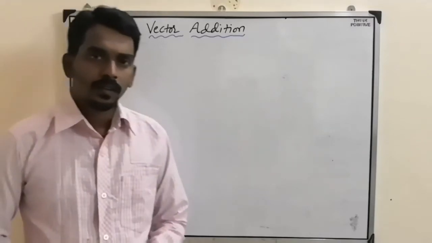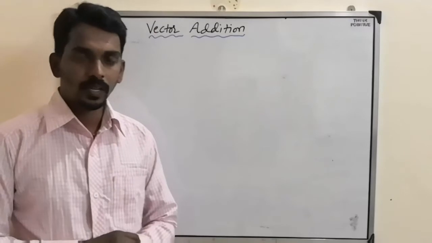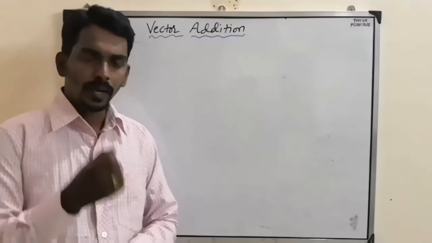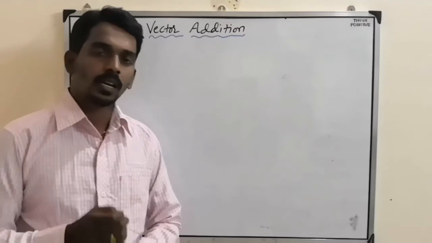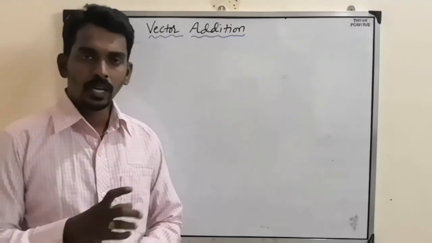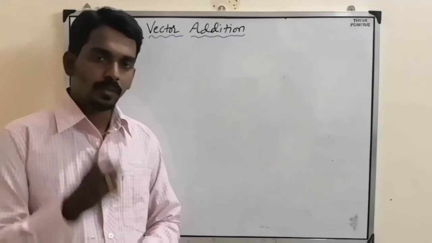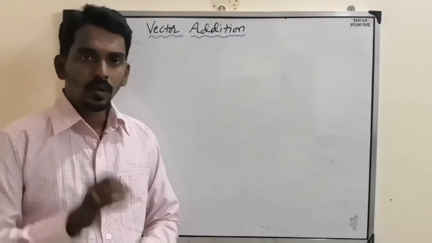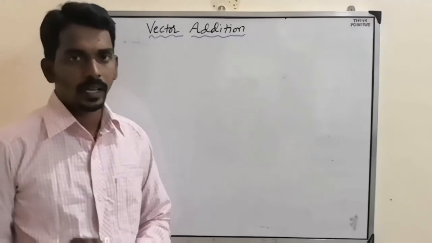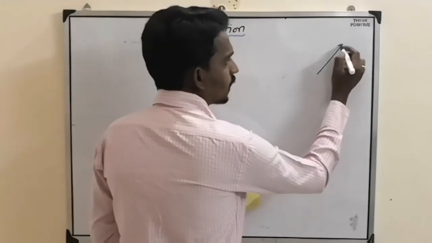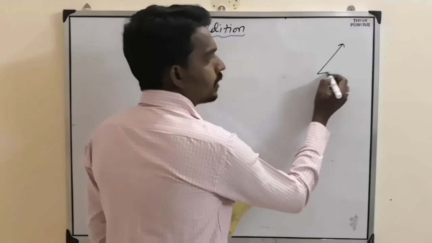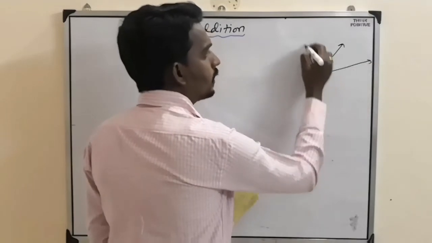Last class we have studied two things. One is how to find unit vector and how to take vector components, where the two components must be taken along two perpendicular directions. Like just for example, if there is a vector, this can be divided into two components.